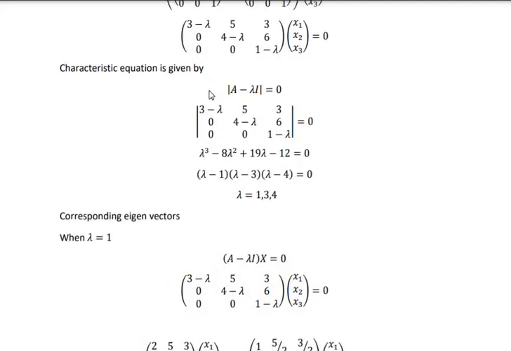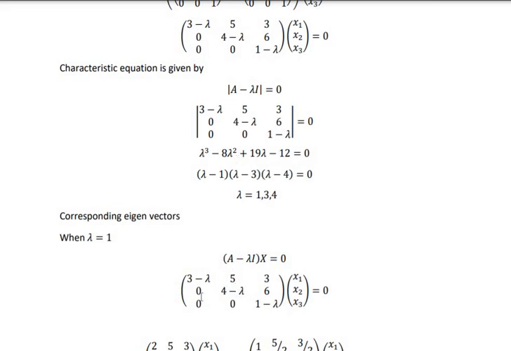Therefore the characteristic equation is determinant of A minus lambda I equal to 0. So A minus lambda I is this matrix. You take the determinant, you will get lambda equal to 1, 3, 4. This is the spectrum. This collection is the spectrum. Then the corresponding eigenvectors, when lambda is equal to 1: A minus lambda I times x is equal to 0. A minus lambda I is this one.